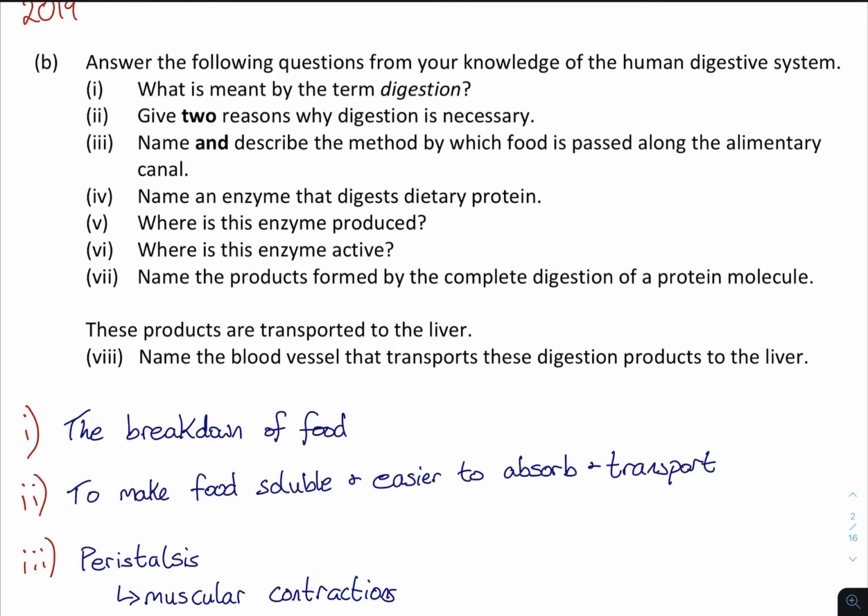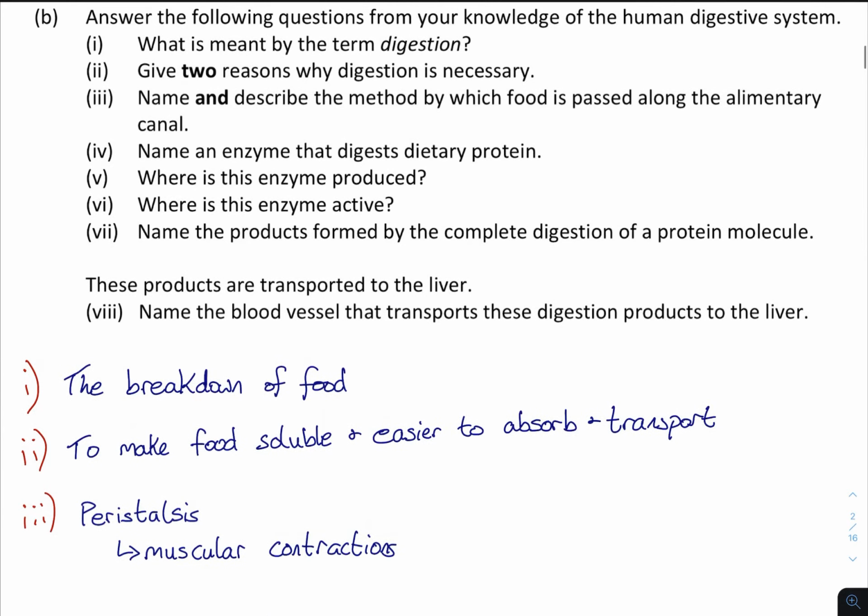So digestion is the breakdown of food, but the reason we need digestion is to make food soluble so that it is easier to absorb into the bloodstream and to transport. Okay, so to make food soluble being the key word there really, and therefore easier to transport in the blood.